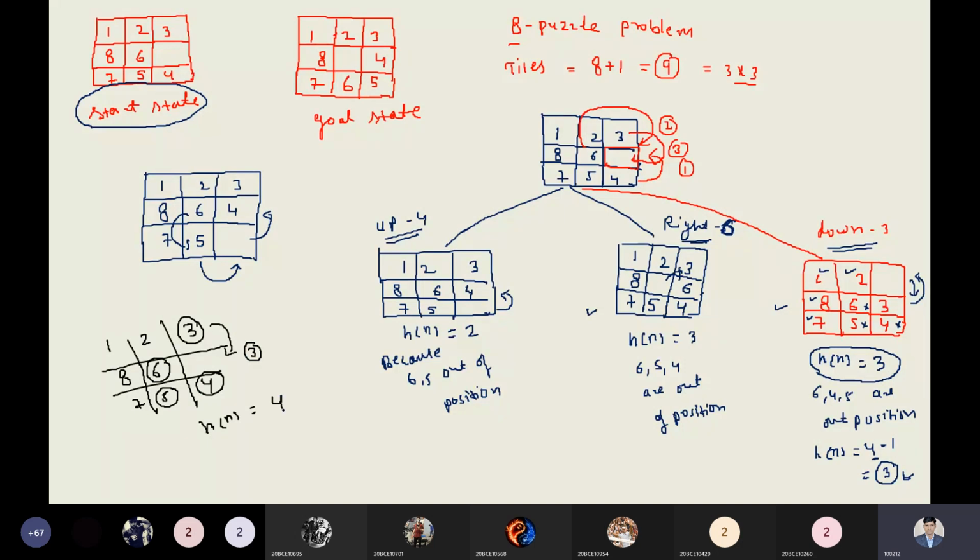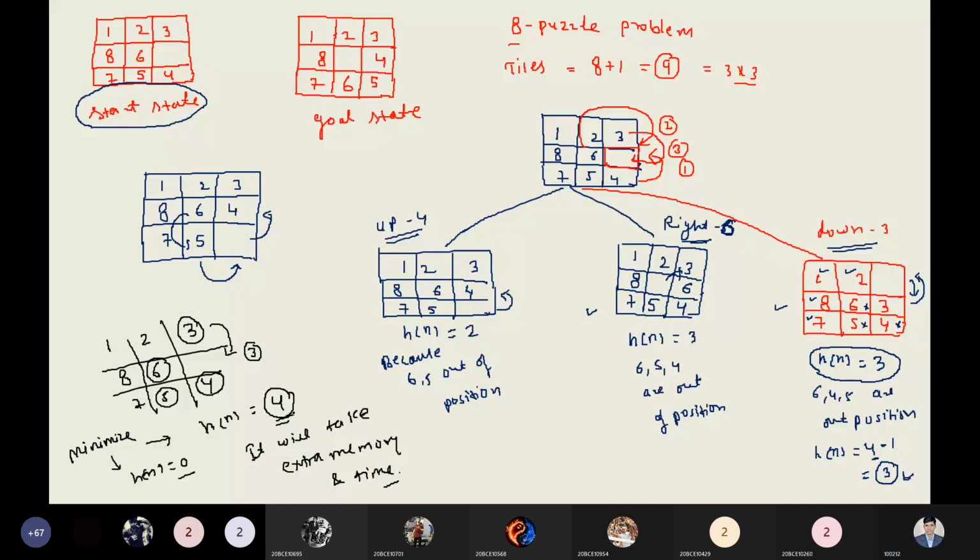So that would be 4. This is the reason: it will take extra memory, or unnecessary memory, and extra time. So why are you doing it? Our objective is clear. Our objective is what? That should be minimized to 0. So if you are increasing it, there will be no sense. This is the reason we will not shift down 3, for the possibility, we can say.